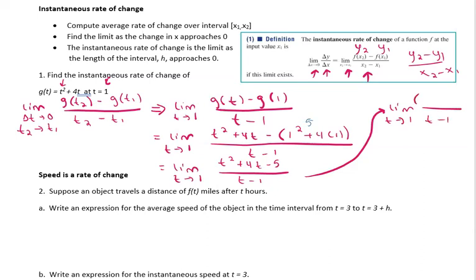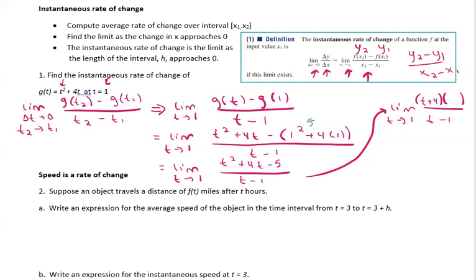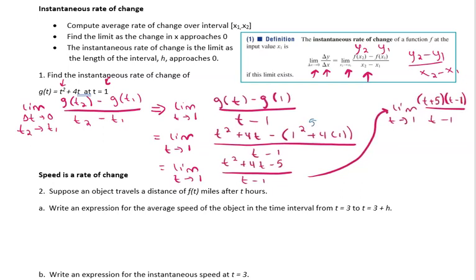Now in the numerator, we need to factor this. So we need two numbers that multiply to -5 and add to +4. So that looks like we'll have t plus 5 and t minus 1, because t times t is t squared, t times -1 is -1t, 5 times t is 5t, 5 times -1 is -5. So our -t plus 5t will give us positive 4t.